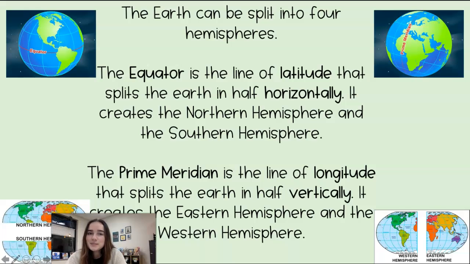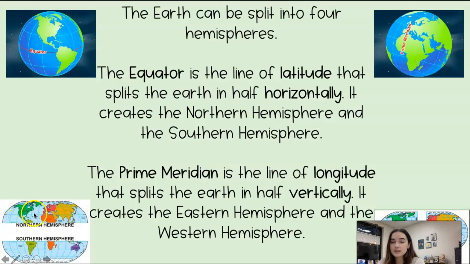The Earth can be split into 4 hemispheres because of the equator and the prime meridian. The equator is the line of latitude that splits the Earth in half horizontally. That equator creates the northern hemisphere and the southern hemisphere. It splits up the Earth into 2 different hemispheres. A hemisphere is a half of a sphere.